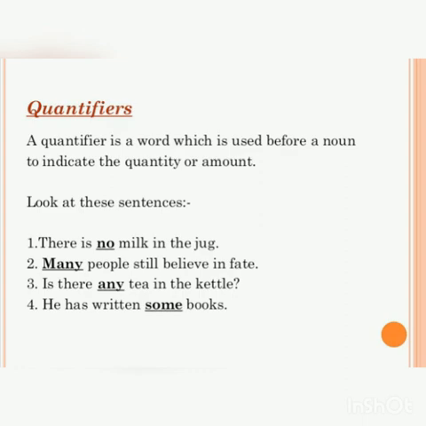Many people still believe in fate. Has written some books. So now look at these words: no, many, any, some. These are called quantifiers, जिनसे हमें क्वांटिटी या अमाउंट के बारे में पता चलता है किसी भी नाउन या किसी भी थिंग की. Okay, students.